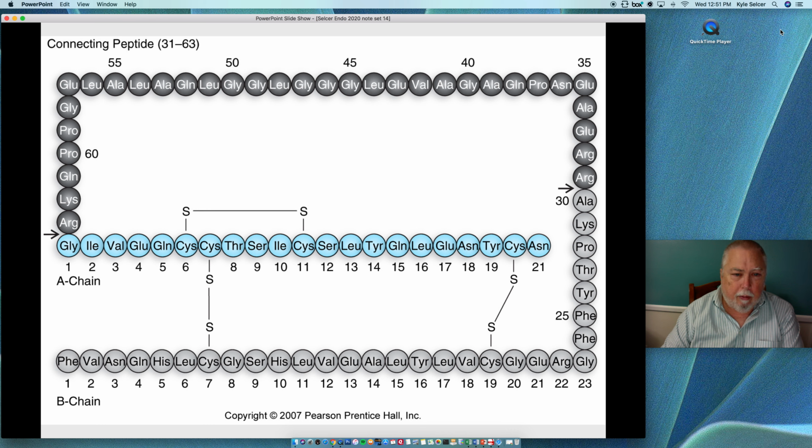If you look at the primary sequence here, you'll see there are three disulfide bonds. The one in blue is going to be the alpha chain. The one in light gray is going to be the beta chain, and they're attached by a disulfide bond, and the alpha chain has an internal disulfide bond. And then the ones in darker gray are the connecting peptide, which apparently has no function.